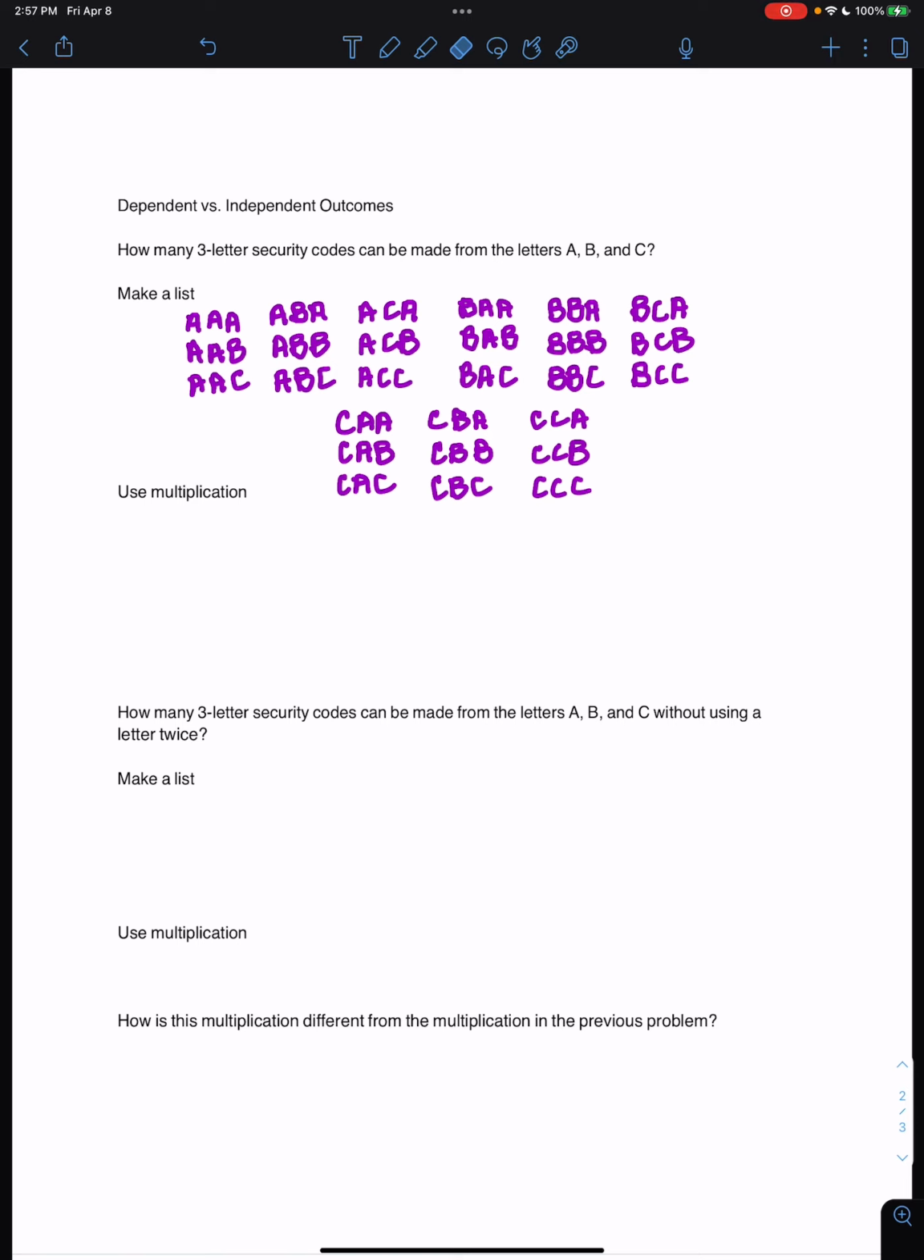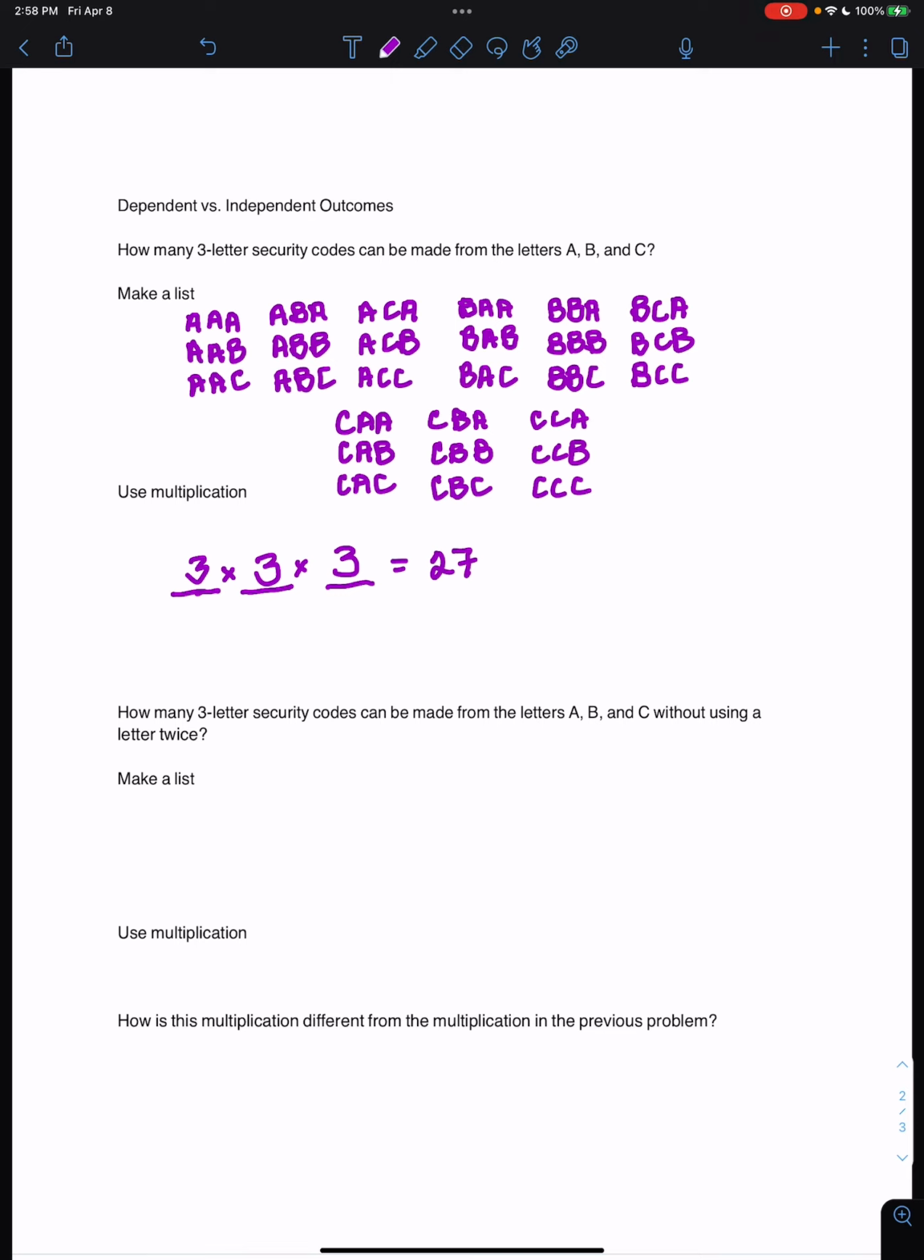And we could use multiplication like we did in our previous example. So for each spot in my three-letter code, for the first spot, I have three choices, A, B, or C. For the second spot, I have three choices, A, B, or C. And for the third spot, I have three choices, A, B, and C. So I'm just going to multiply all those together, and 3 times 3 times 3 gives me 27 possibilities.